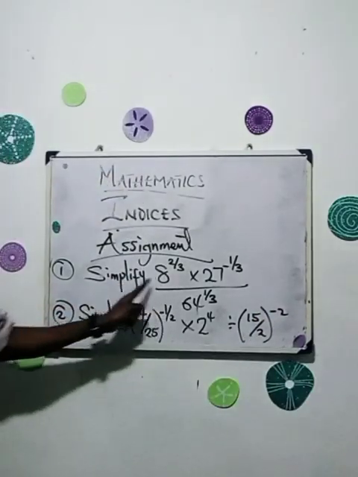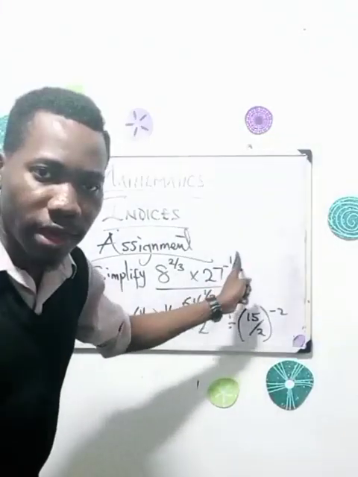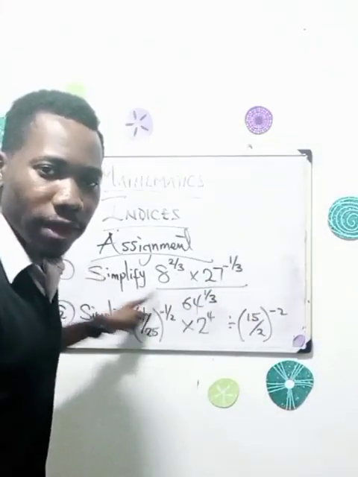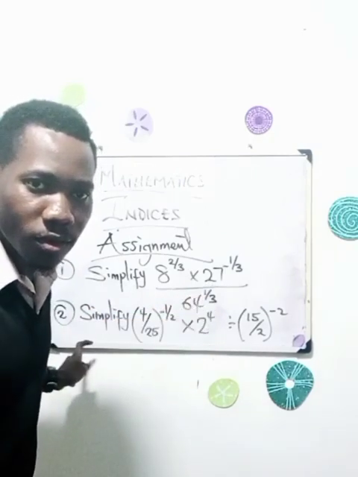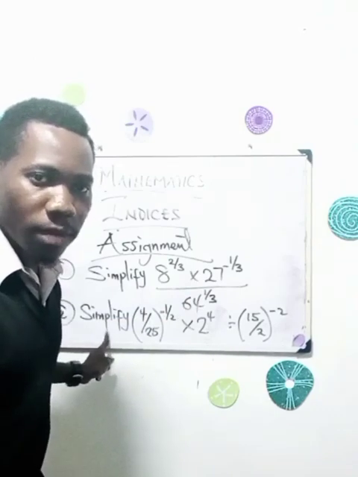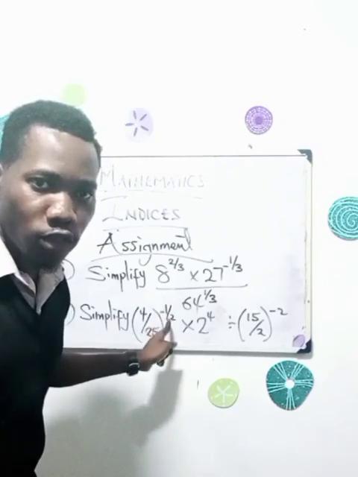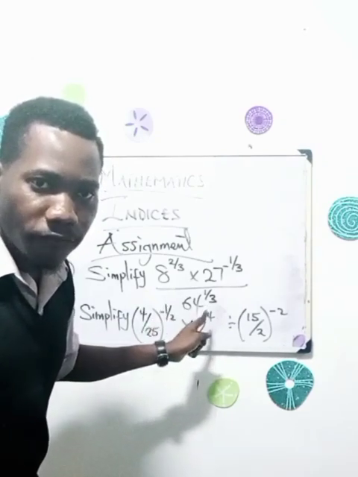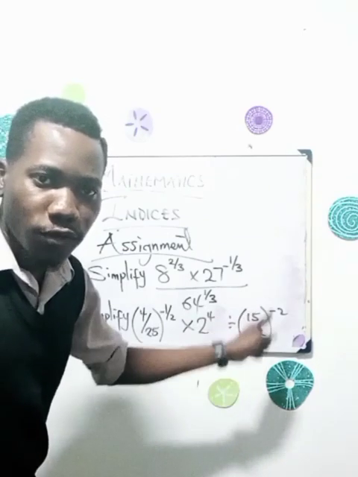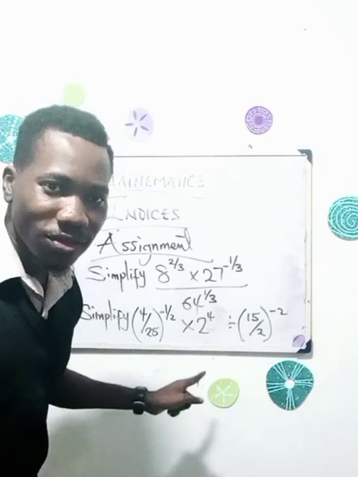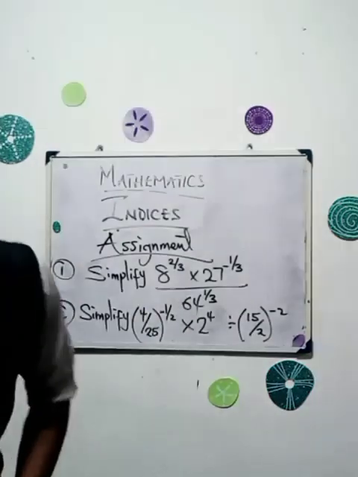So number 1, simplify 8 raised to the power of 2/3 times 27 raised to the power of negative 1/3 all over 64 raised to the power of 1/3. Okay, that's the assignment. Number 2, simplify 4/25 raised to the power of minus 1/2 times 2 raised to the power of 4 divided by 15/2 all raised to the power of minus 2. One more.